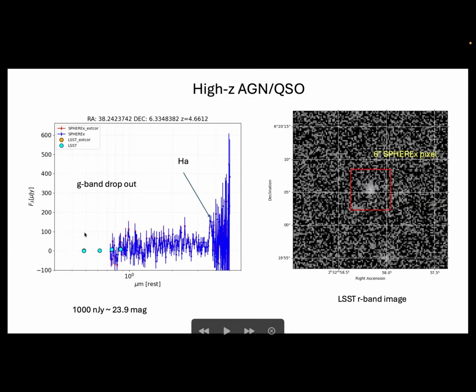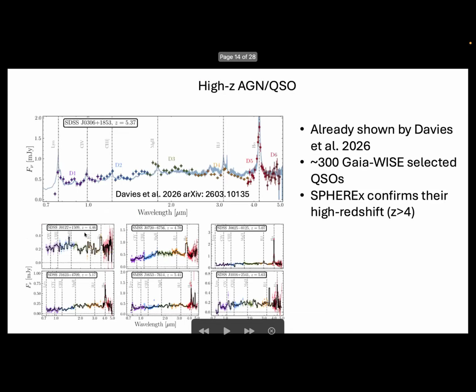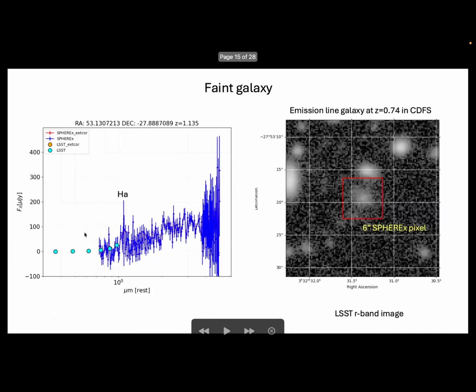The plot on the right-hand side is the LSST L-band image, and the little red square box is the 2-arcsecond SPHEREx pixel. And there is a faint smudgy galaxy in the middle. The SPHEREx spectrum on the left-hand side shows an H-alpha emission, which is consistent with the spectroscopic redshift. And this was already recognized by another group, who already published a paper based on 300 Gaia Y-selected QSOs. They checked the SPHEREx spectroscopy and confirmed the high-z QSOs, the quasar and AGN at redshift greater than 4. So we can do the same thing, and clearly we are not alone.